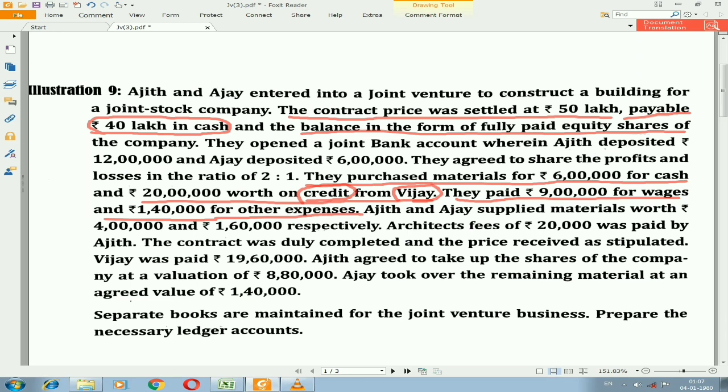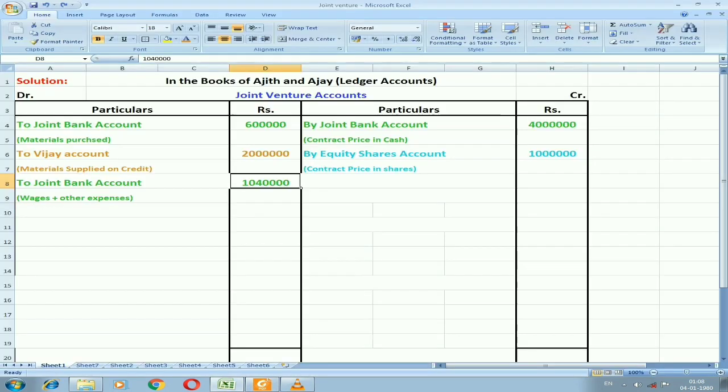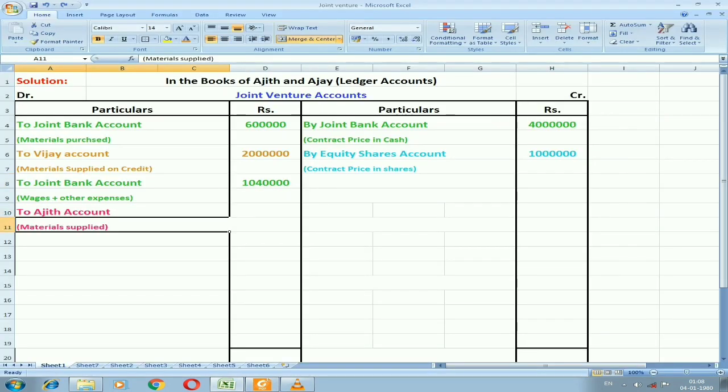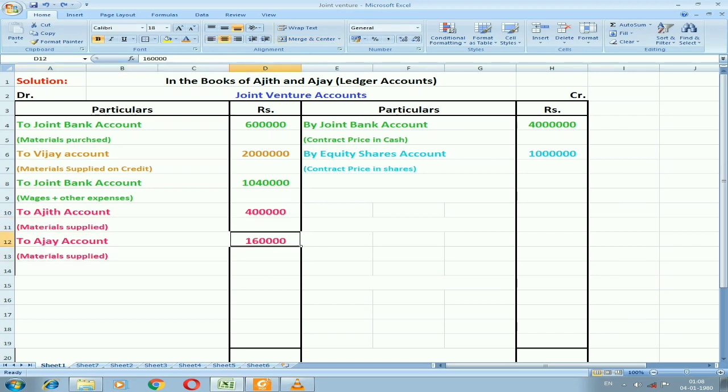Then we have Ajit and Ajay supplied materials worth rupees 4 lakh and 1,60,000 respectively. So they both supplied materials. So that is an expenditure which is supposed to be recorded on the debit side in the name of Ajit and Ajay, as they have done individual expenditure. So to Ajit, material supplied 4 lakh. To Ajay account, material supplied 1,60,000.